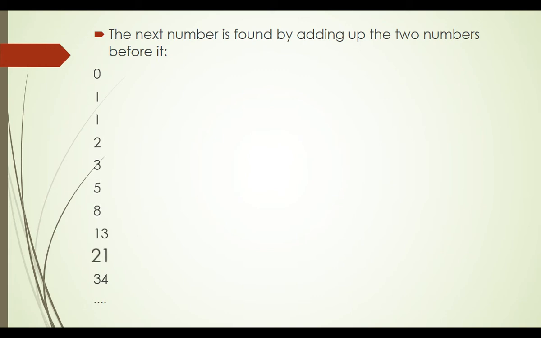And we got 21 because we added 13 and 8. And we got 34 because we added the 13 and 21. So this continues to infinity. You get the next succeeding number by adding the previous two numbers. So what we will do now is to write an algorithm that will compute the Fibonacci sequence for a given range of numbers.